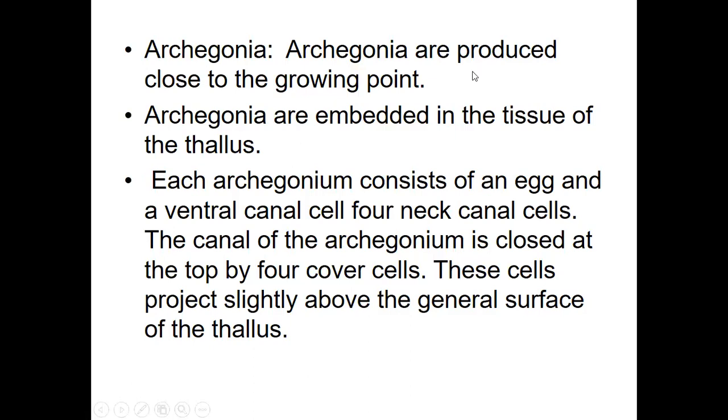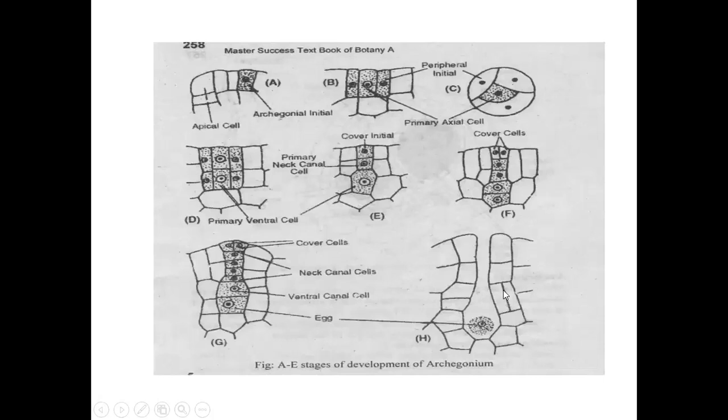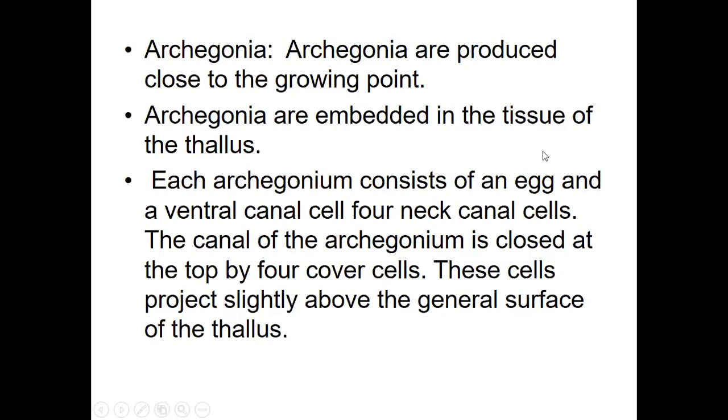These Archegonia will be developing later when compared to the antheridia in the case of monoecious thallus. A single Archegonium will be developed embedded in the thallus, and it is going to form a globose venter. This is a venter at the bottom and a long neck. The neck is going to consist of the neck canal cells, and the topmost consists of the 4 cover cells.